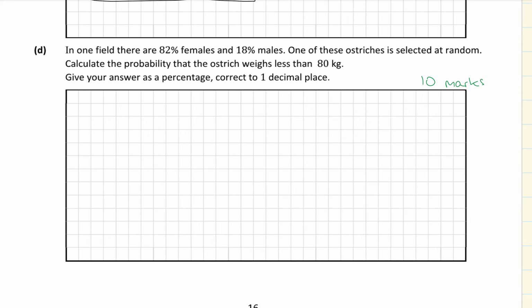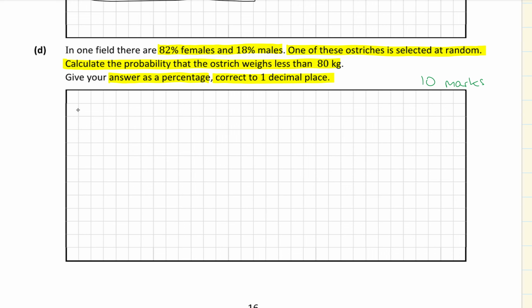Okay, and at the end now, we're finishing off with some z-scores again. So they tell us there's 82% females, 18% males. One is selected at random. What's the probability that an ostrich weighs less than 80? They want the answer as a percentage, correct to one decimal place.